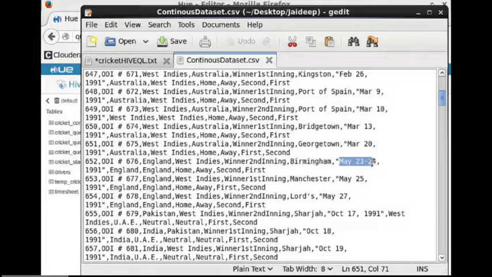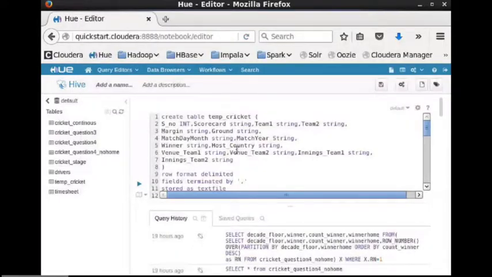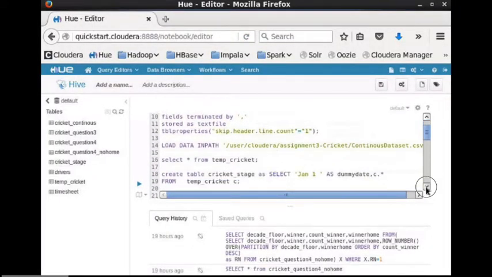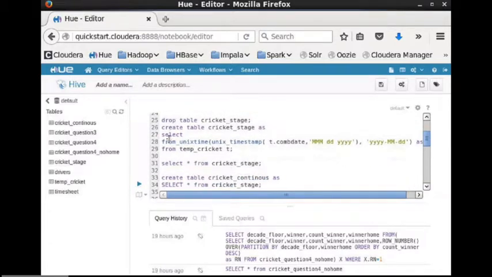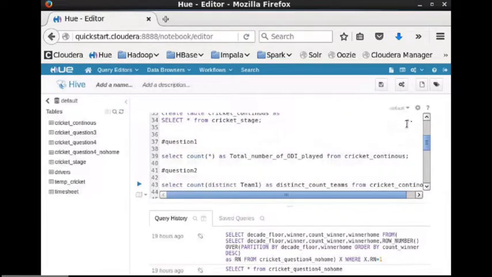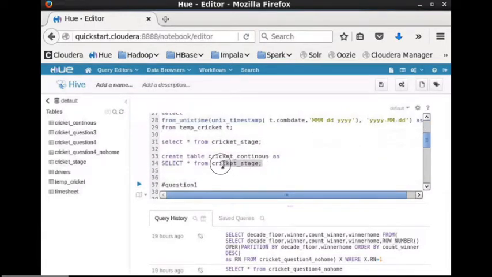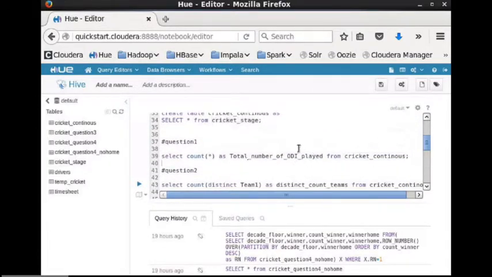So I added another column, and then I concatenated that and created a date function out of it. I used the from_unixtime command to convert the date to the year function, to the relevant Hive date format. And then I moved the temporary table to another continuous table. The first question was to find the total number of ODIs played.